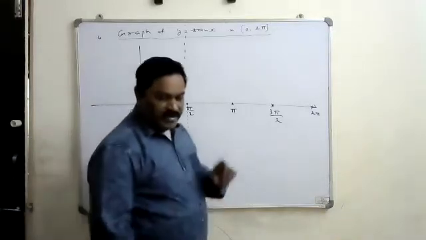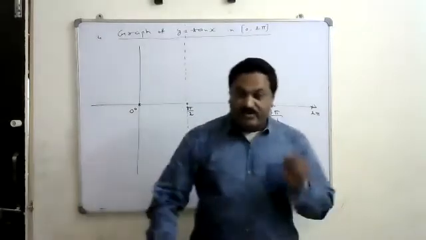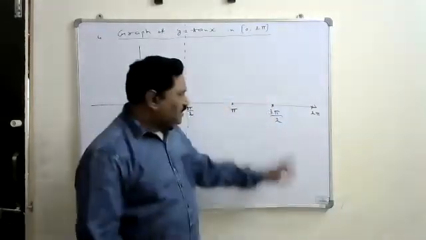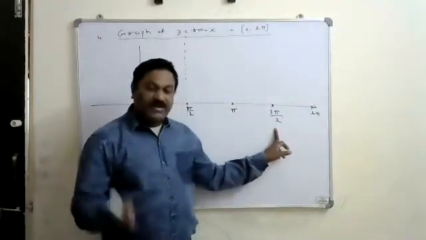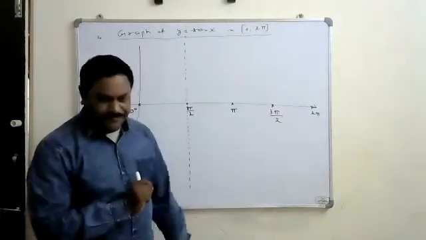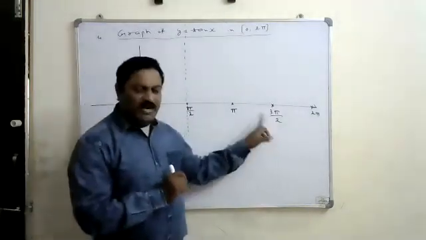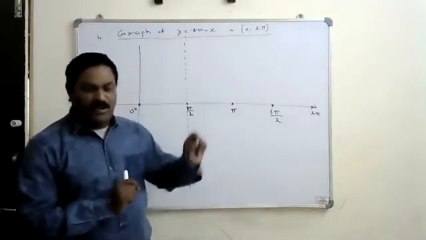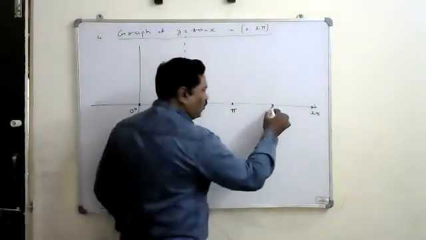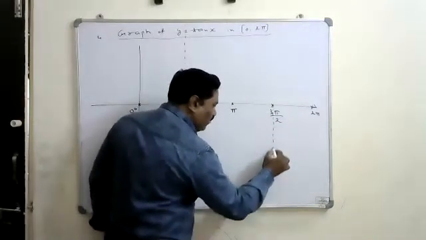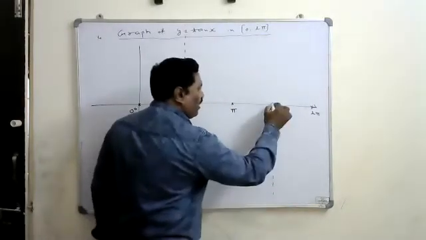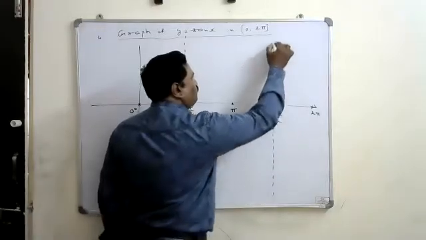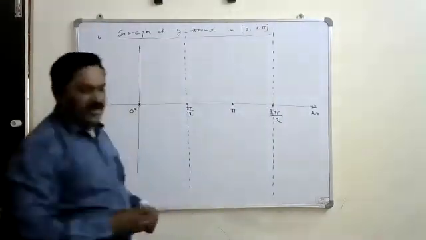Similarly, tan is also not defined at 270 degrees, that is at 3 pi by 2. For every odd multiple of 90, odd multiple of pi by 2, tan is not defined. That's why at 3 pi by 2 also draw a dotted vertical line, which is a not defined line.